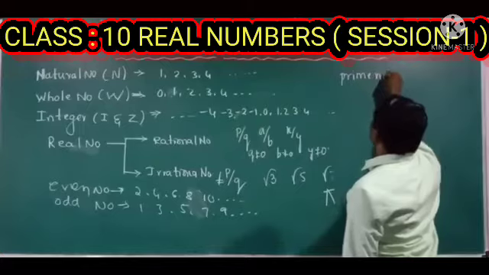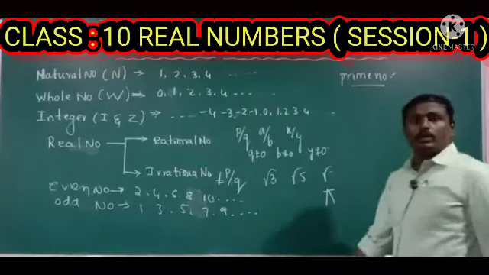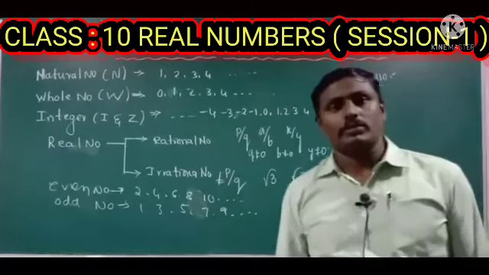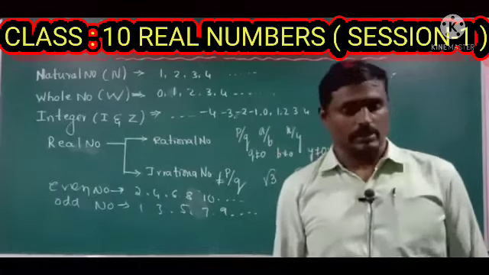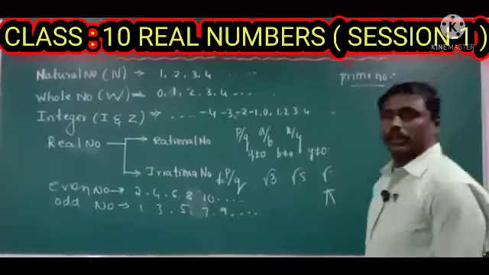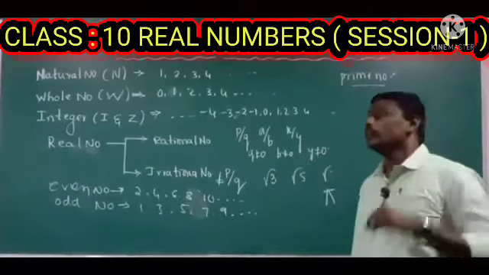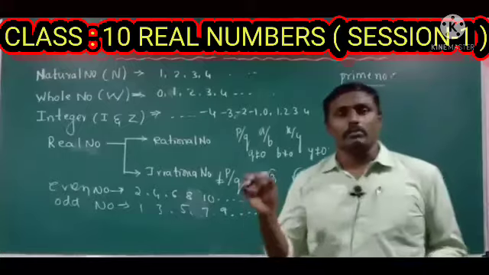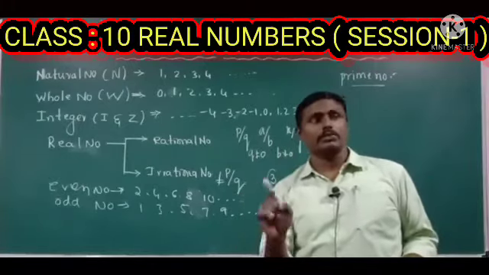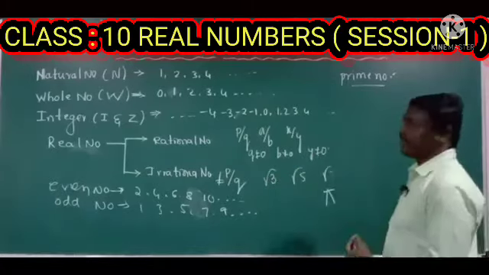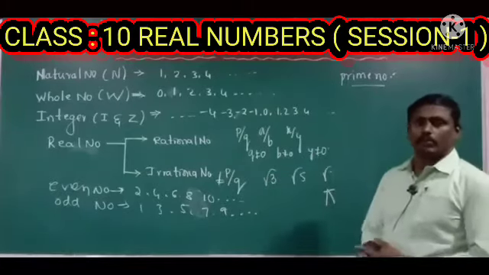So what are prime numbers? Prime numbers are the numbers which have only 2 factors. The numbers which have only 2 factors are called prime numbers, or the numbers which are divisible by 1 and itself. The numbers which are divisible by 1 and itself are called prime numbers.